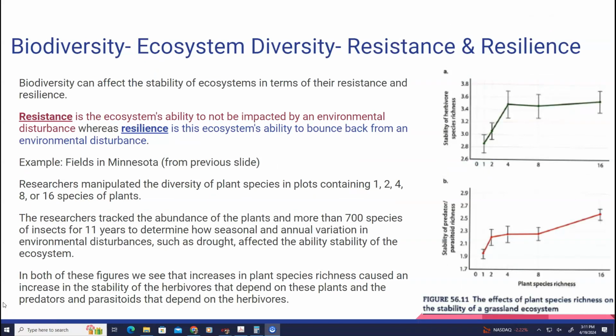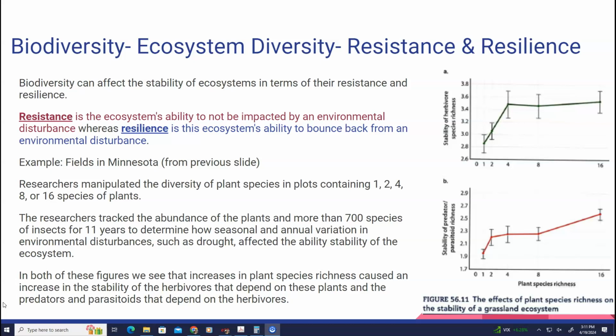So biodiversity can affect the stability of ecosystems in terms of resistance, which is the ecosystem's ability to not be impacted by an environmental disturbance, whereas resilience is the ecosystem's ability to bounce back from an environmental disturbance. So if we're talking about the fields in Minnesota from the previous slide, researchers manipulated the diversity of plant species in different plots containing 1, 2, 4, 8, or 16 species of plants.